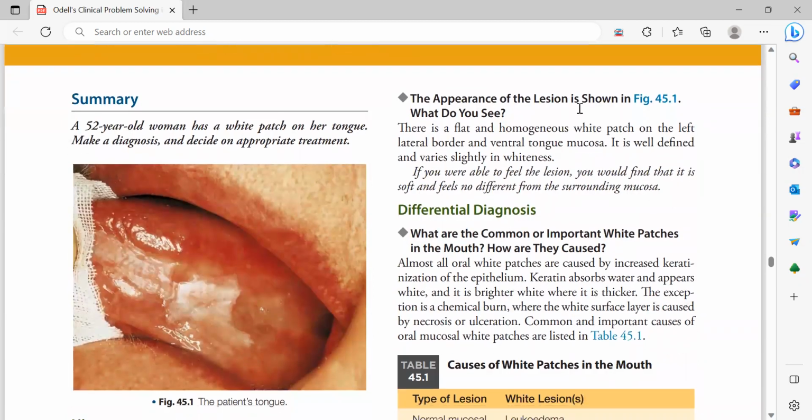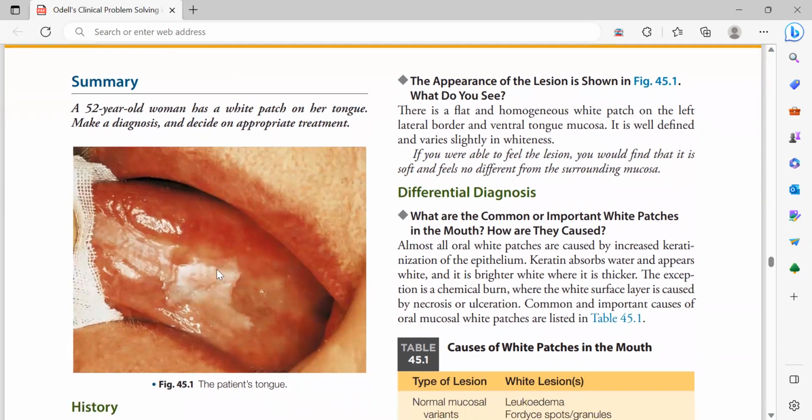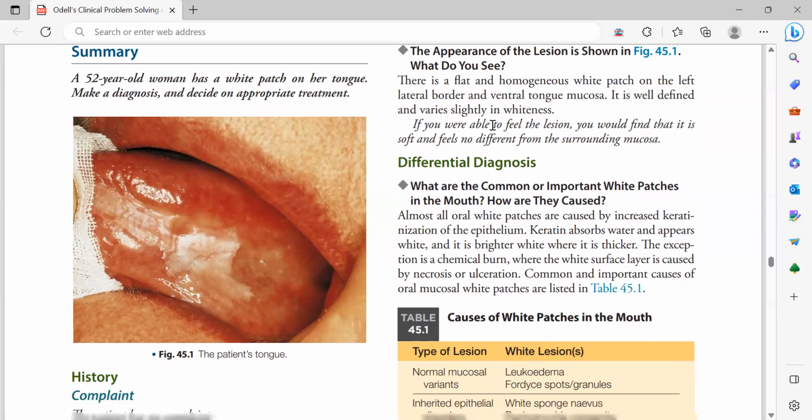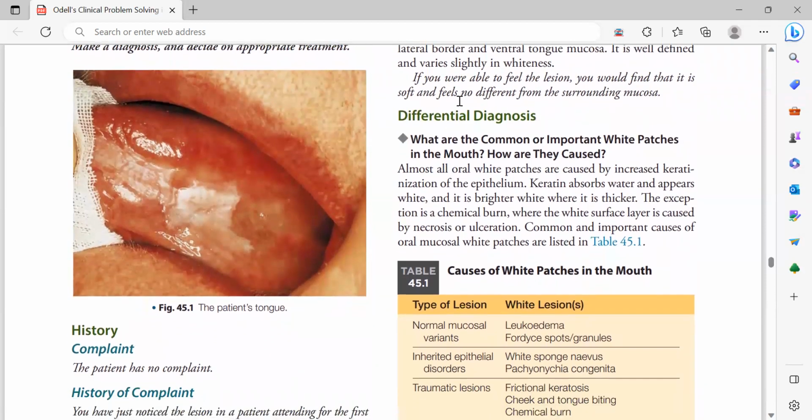Then the appearance of this lesion is shown. What do you see? This is a flat and homogeneous white patch. We read in the leukoplakia topic that it could be of two types: homogeneous or irregular. So this is a homogeneous white patch on the left lateral border and ventral tongue mucosa. We also know that the lateral border of the tongue is a high risk site. It is well defined and varies slightly in whiteness. If you were able to feel the lesion, you would find that it is soft and feels no different from the surrounding mucosa.